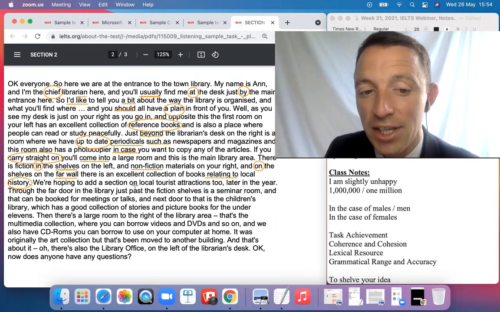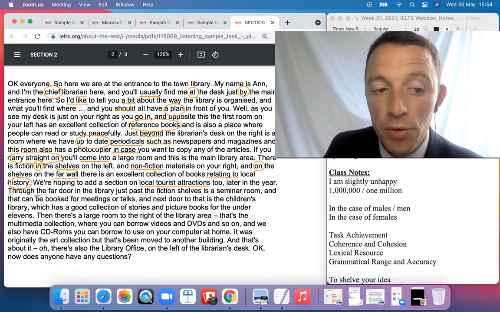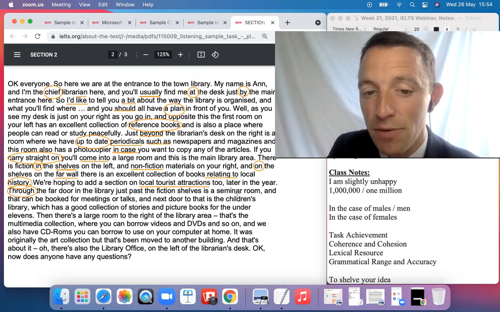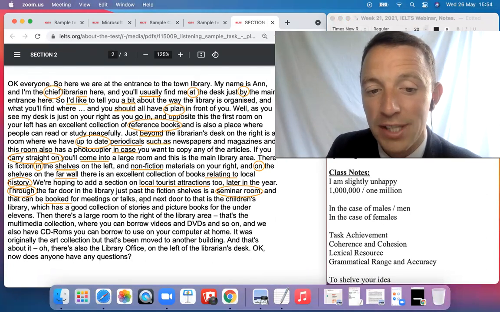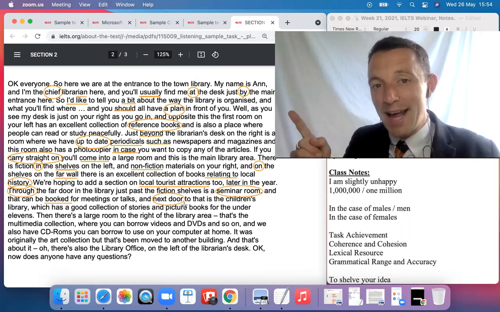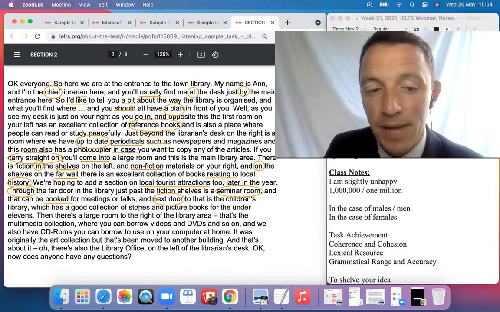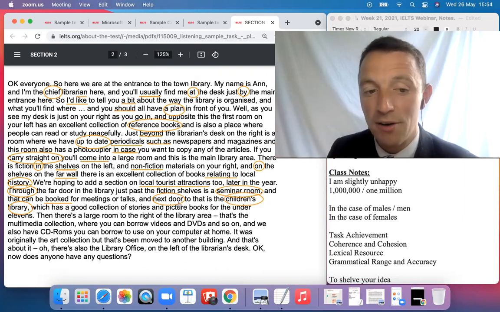We're hoping to add a section on local tourist attractions. So at the moment they don't have, so maybe that's a little confusion later in the year. Through is a través, through the far door in the library, just past the fiction shelves is a seminar room. So that's no problem because we know this already. And that can be booked for meetings or talks. And next door for me is the key expression. So I live here and my next door neighbor is the neighbor that lives directly beside me. Okay, so the next door neighbor, that is the children's library. So I think that was another answer. The children's library is located next door to the seminar room.